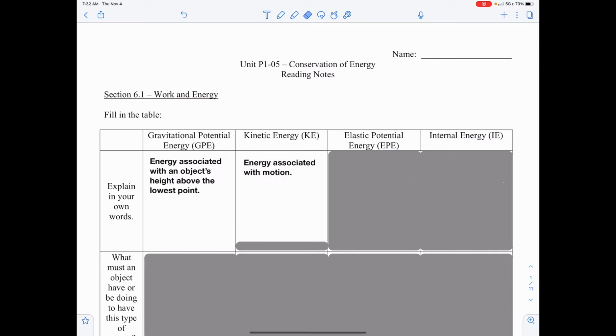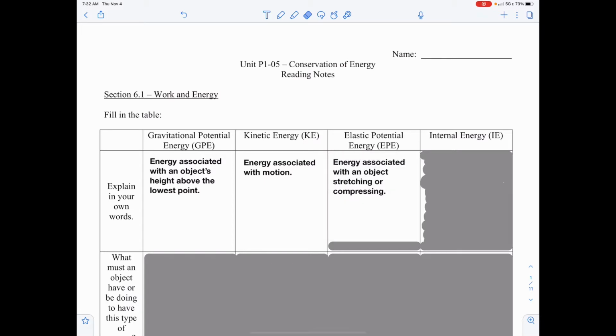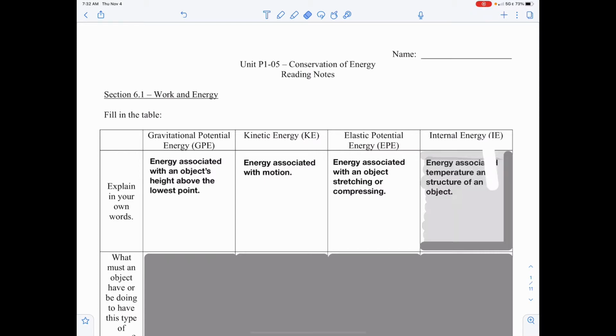Kinetic energy is the energy associated with motion. Elastic potential energy, otherwise known as spring potential energy, is the energy associated with a stretched or compressed object. It could be a spring, a rubber band, bungee cord, you name it. Internal energy is the energy associated with the structure of an object. It is also connected to the temperature of the object as well.